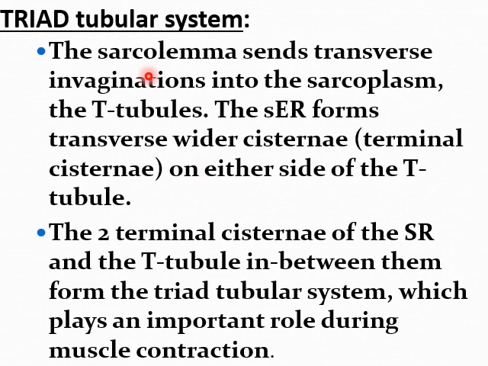The triad tubular system, by definition, is formed of transverse invagination of the sarcolemma in the sarcoplasm, forming the T-tubule. The smooth endoplasmic reticulum forms transverse wide cisternae known as terminal cisternae on either side of the T-tubule. The two terminal cisternae of the smooth endoplasmic reticulum and the T-tubule in between form the triad tubular system, which plays an important role in muscle contraction.